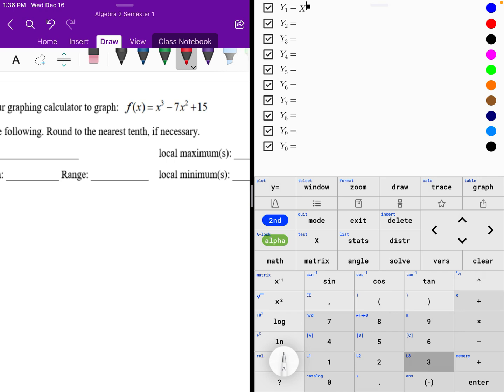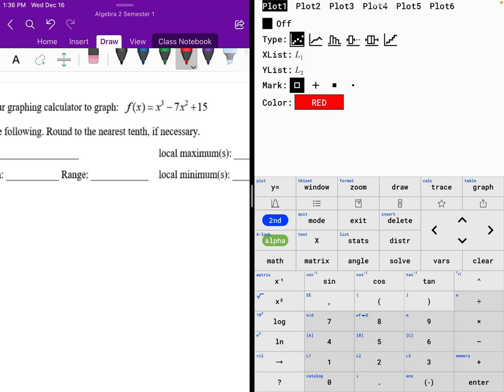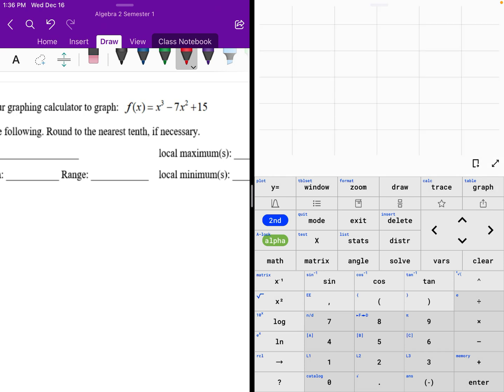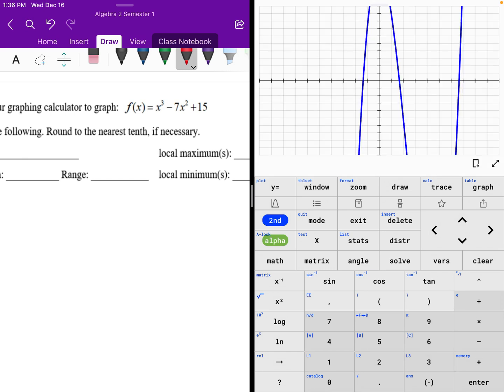And then the cube, caret, 3. Once you put your exponent in, you got to bring it back down. So hit the right arrow, minus 7x squared. Again, bring it back down, plus 15. Okay. Now I got my scatter plot on for a problem we will do later, so I'm going to turn that off for right now. Then we just hit graph, and if nothing shows up, you always hit zoom standard. It's zoom 3 on the iPad, zoom 6 on the calculators. So zoom 3. So there we have our graph.